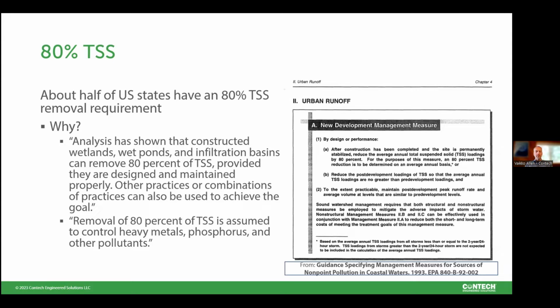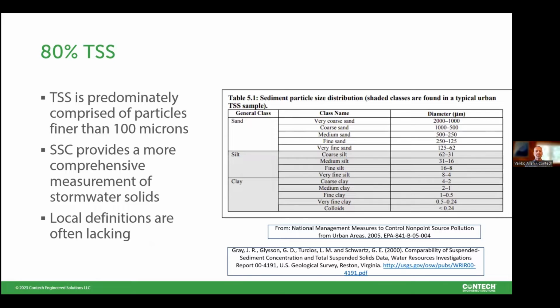That's about the level of treatment that you could probably expect from some of the conventional systems that were used at the time, like wetlands and wet ponds, and say sand filters. And there was an expectation that if you removed 80% of TSS, then you would also be able to remove some amount of the metals and phosphorus and other pollutants that are associated with solids. So that's stuck. So in a lot of places, we do have this 80% TSS removal standard still. So it's important to talk about what that actually means.